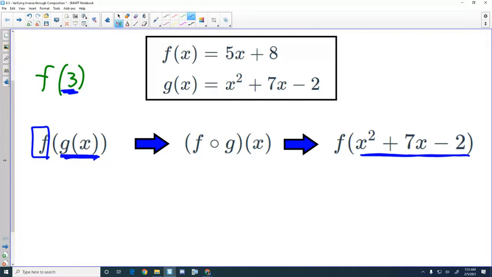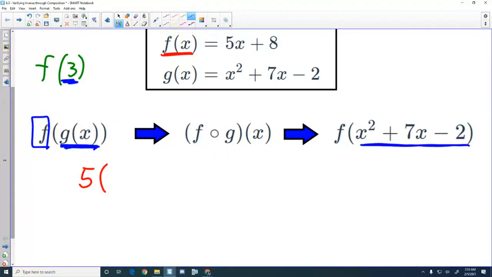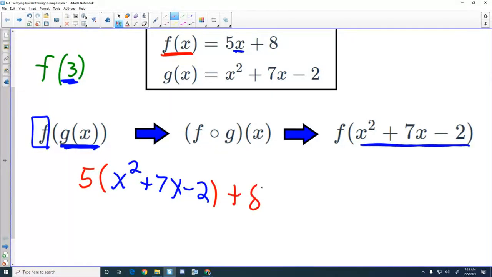So if I write this out, let's use red for the f of x function, I have 5 times x. But remember, I'm not writing x, I'm writing g of x. So I'm doing 5 times x squared plus 7x minus 2. Now remember, that's essentially x. This blue part, that's just this. Then I have the plus 8. So if you look in red, that's the f of x function, 5 times something plus 8. The only thing that's different is that I plugged in an entire function in place of the x.